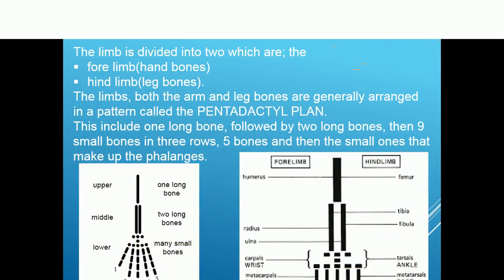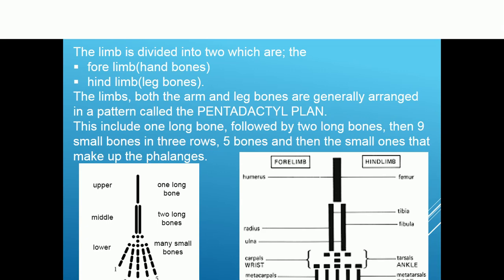The limb is divided into 2, which are the forelimbs, which are known as the hand bones, and the hind limbs, which are also known as the leg bones. The limbs, both the arm and the leg bones, are generally arranged in a pattern called the pentadactyl plan. This plan includes one long bone. Now if you look at the forelimbs from the image below and the hind limb, you see that the first long bone is called the humerus, while that for the hind limb is called the femur. And this is followed by two long bones that lie side by side. For the forelimbs, that is the radius and the ulna. For the hind limbs, that is the tibia and the fibula.